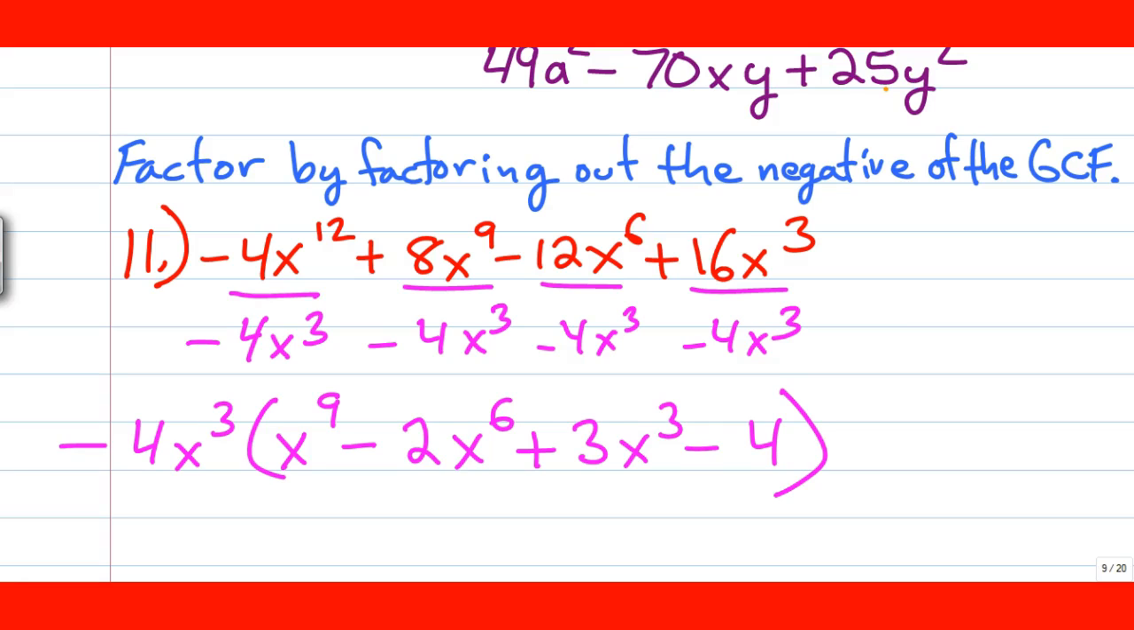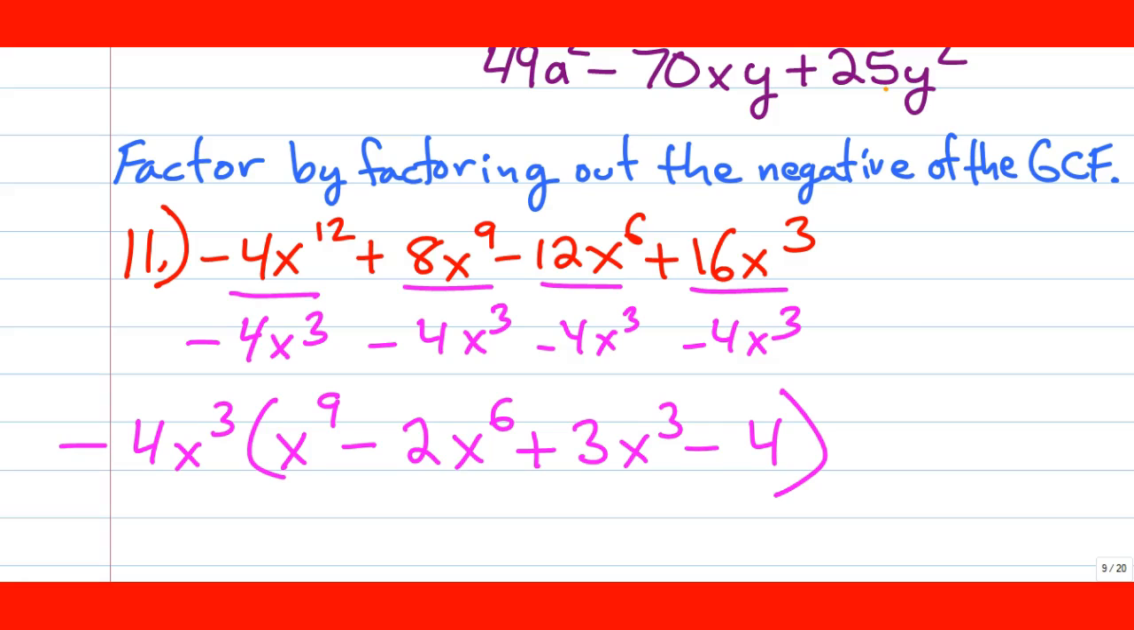Number 11, the instructions read, factor by factoring out the negative of the greatest common factor. And the reason I'm going to do this is because there's a negative sign in the first position. And whenever we see a negative in the first position, we're always going to divide out that negative value. If there was nothing that they had in common, then what we would divide out is a negative 1.